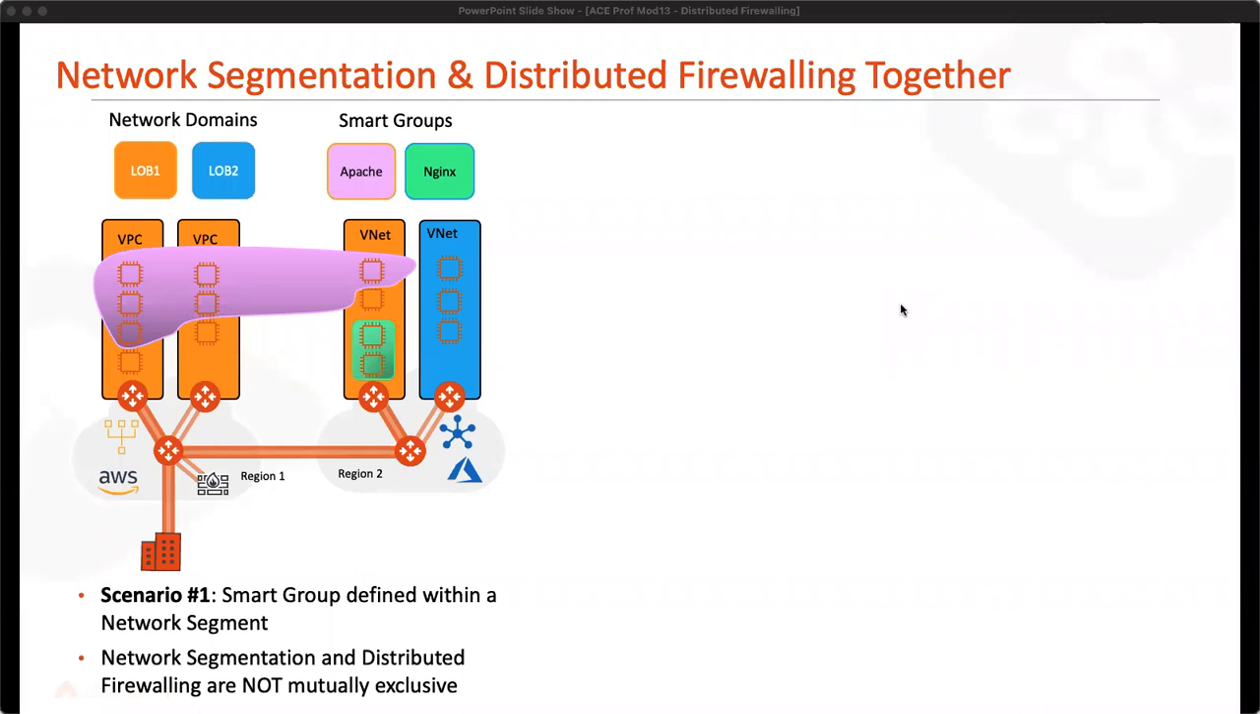Okay, so as I mentioned, the network domains are a higher level construct saying that, for example, VRF A cannot talk to VRF B, like dev and prod cannot communicate. And then you are within the scope of a line of business. This is where you will define your smart groups and define the relationships, policies, or rules that govern the communication between the smart groups.